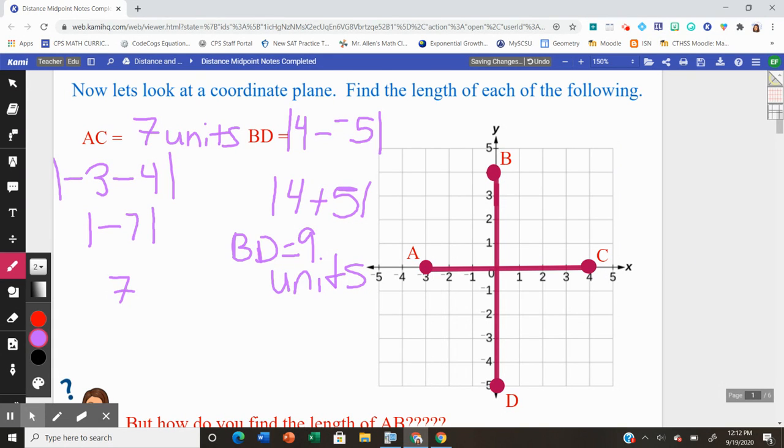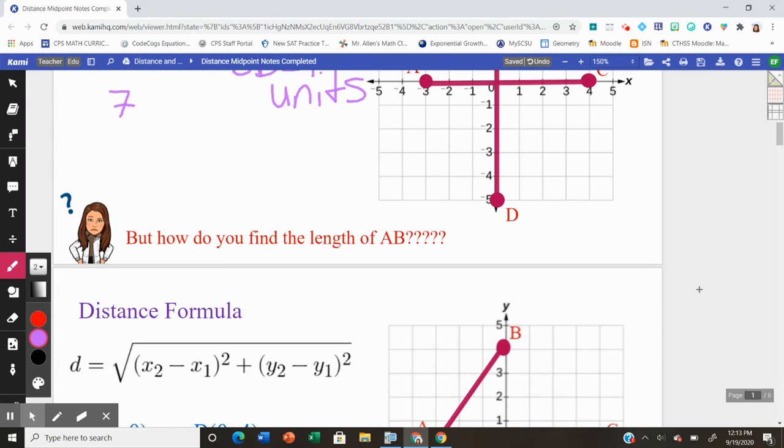Okay. Again, you could do bunny hops to check, but for right now, as long as we have a horizontal line or a vertical line, it has to be straight up and down or horizontal, then we can just find the difference in the distances and we get our final length. All right, so not so bad.